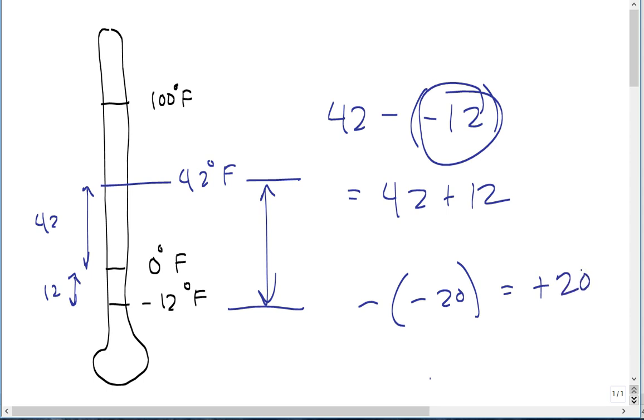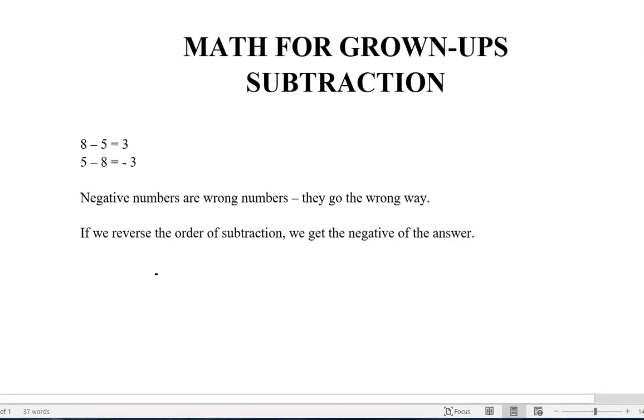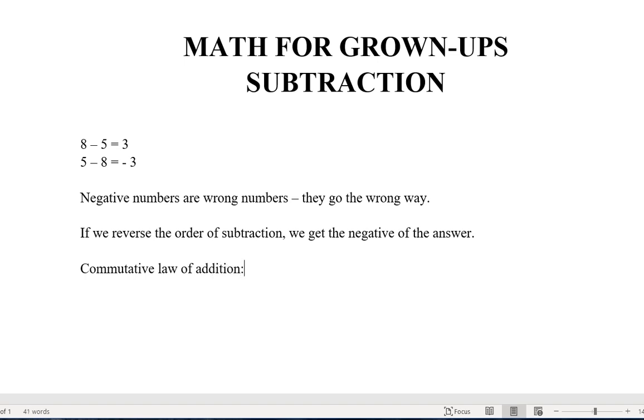So, there's one last thing that I think is very useful to think about, and that is a thing called the commutative law. The commutative law of addition says that A plus B is the same thing as B plus A. For example, 7 plus 12 is the same thing as 12 plus 7. Not because they're 19, but because it doesn't matter what order we put these things in.